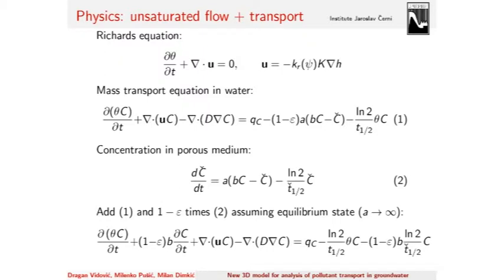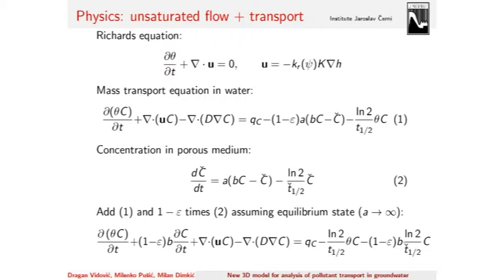Here, theta is porosity times saturation. U is the Darcy velocity. Kr is the relative conductivity. K capital is the conductivity tensor in the saturated case. H is the hydraulic head. Psi is the pressure head, so hydraulic head minus the vertical coordinate.